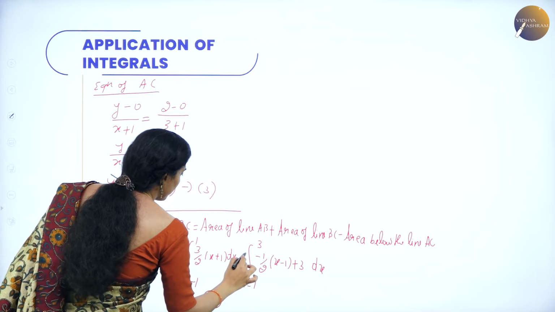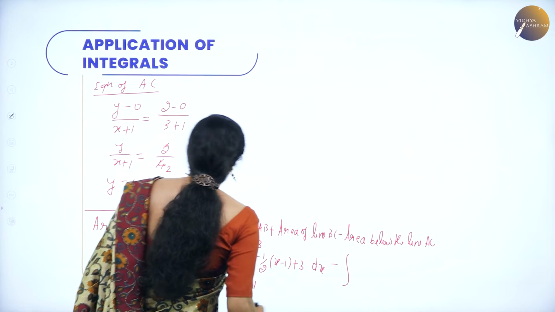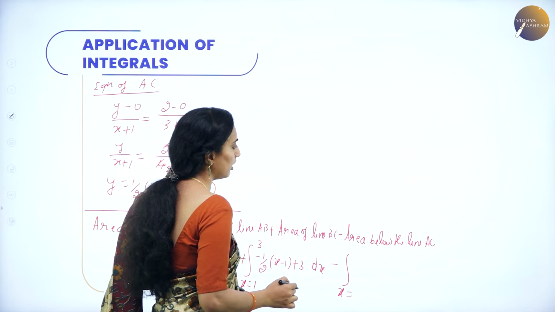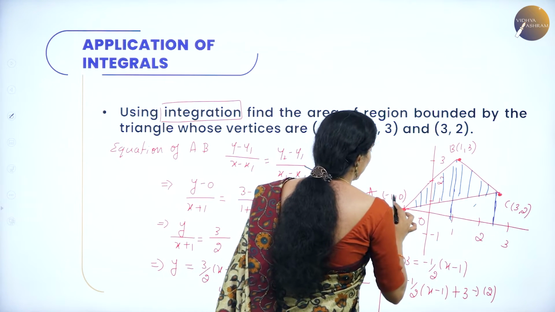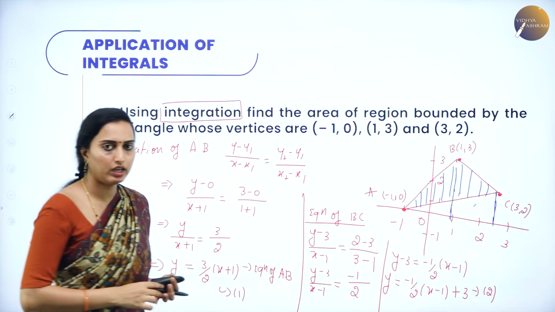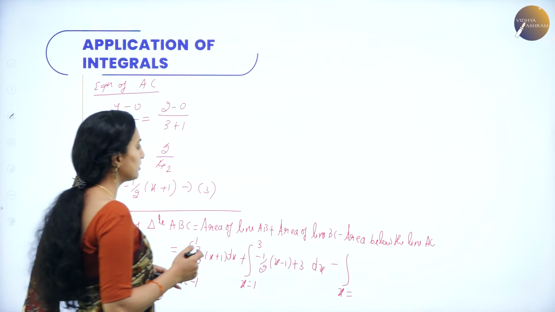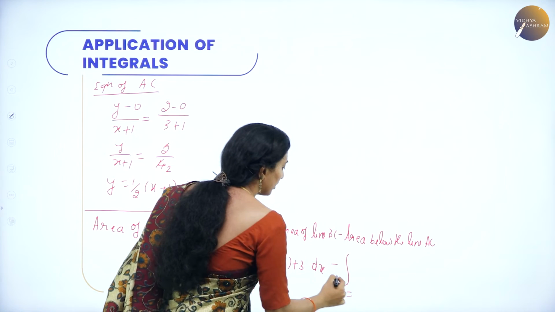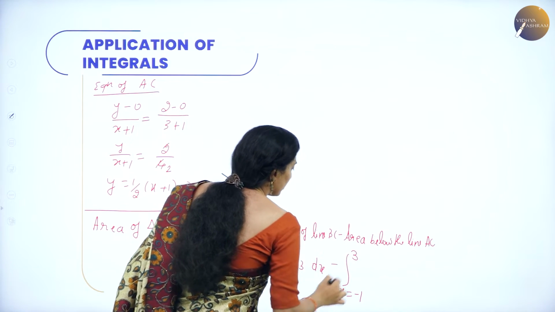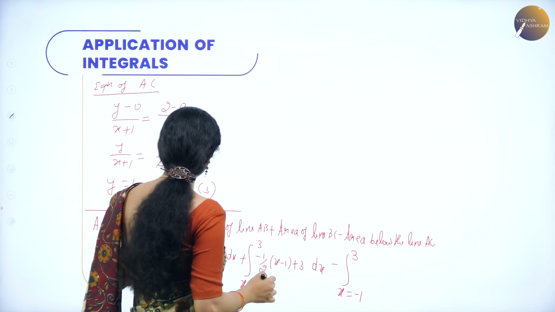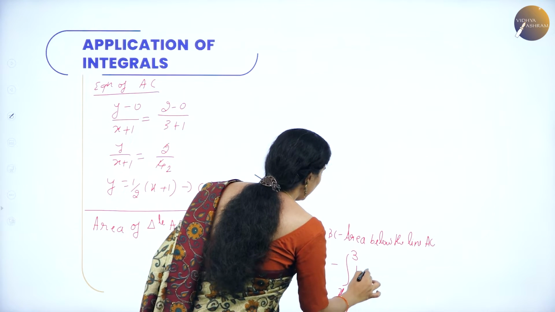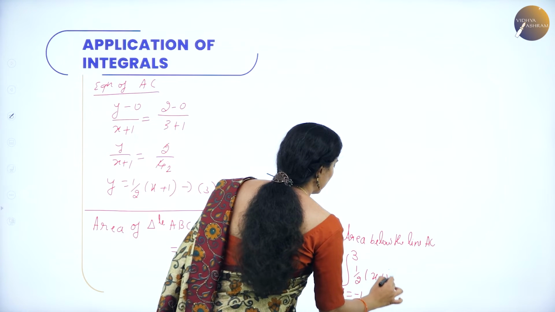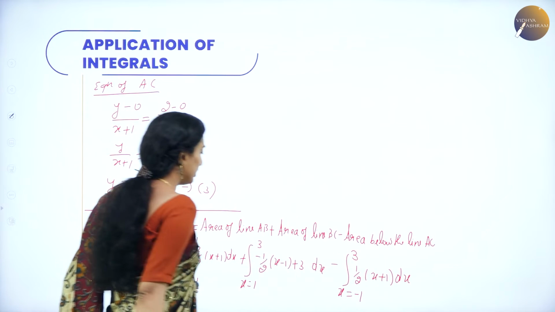Plus minus area. X will be varying from what? Be careful, you are minusing from C to A. See here, A to C, if you are minusing, -1 to 3 you are going to take it. Not from 3 to 1, -1 to 3. You are moving like this. Got? So -1 to 3. So what is that? Equation of line AC, which is half into x plus 1 into dx. Now let us simplify this one.